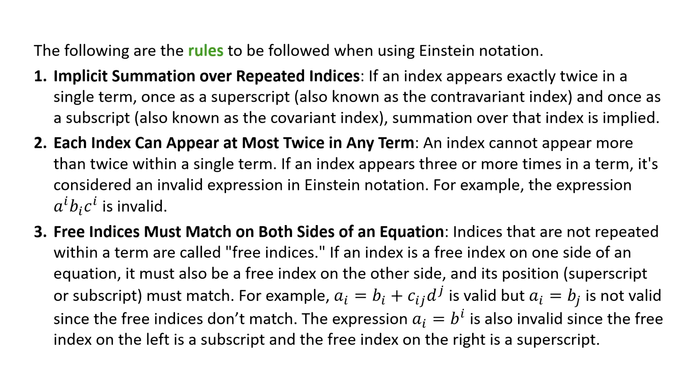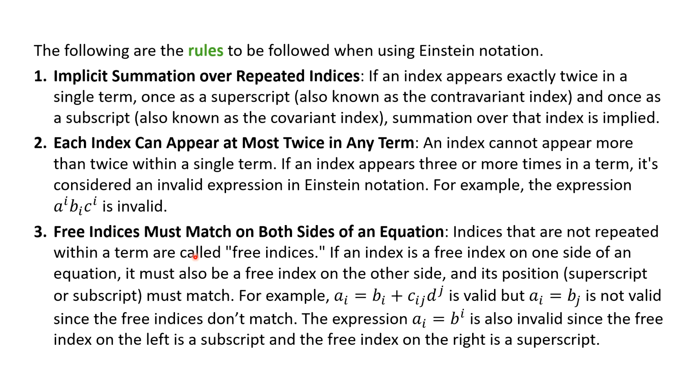Let's look at the rules for Einstein notation. It's pretty simple. There are only 3 rules. The first rule is implicit summation over repeated indices. If an index appears exactly twice in a single term, once as a superscript, known as the contravariant index, or once as a subscript, known as the covariant index, summation over that index is implied. Each index can appear at most twice, and if it appears a third time, then it's invalid. So we see here we have A_i B_i C_i, so this is invalid since i appears 3 times in one term.